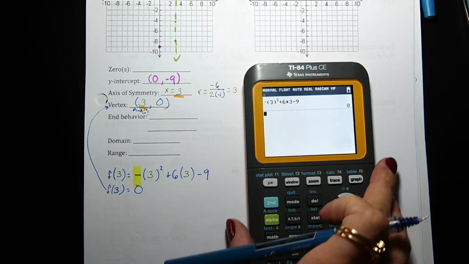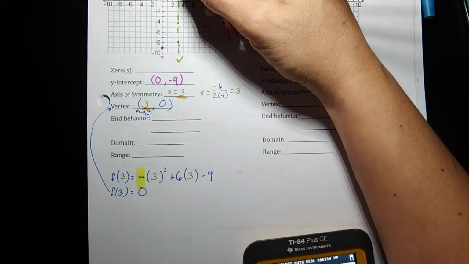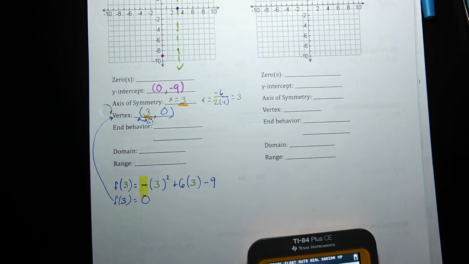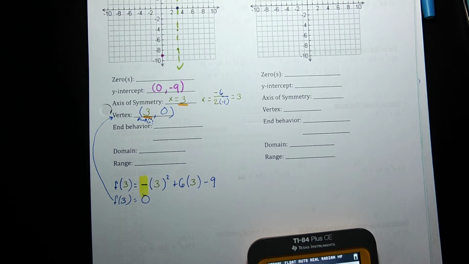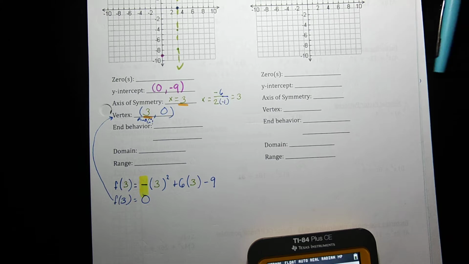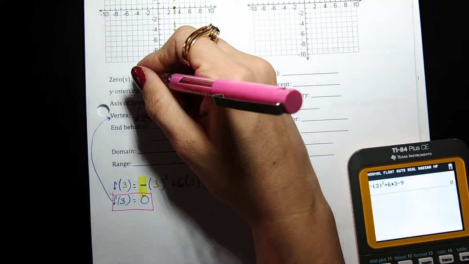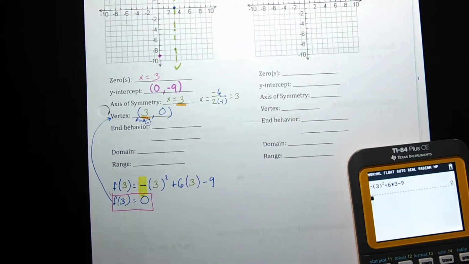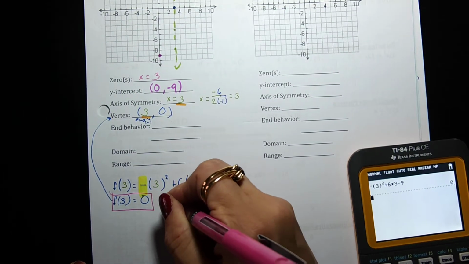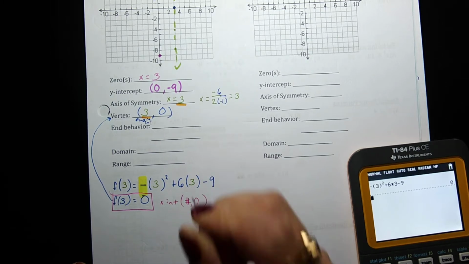There's our vertex. If our vertex is at 3, 0, what have we also just found? The x-intercept. And how many are there? Only 1, because it is the vertex. And this makes sense because when there's only 1, it's going to bounce at that vertex point. So our zero is the same as our vertex. So we would say x equals 3. So x-intercept, number, and 0.